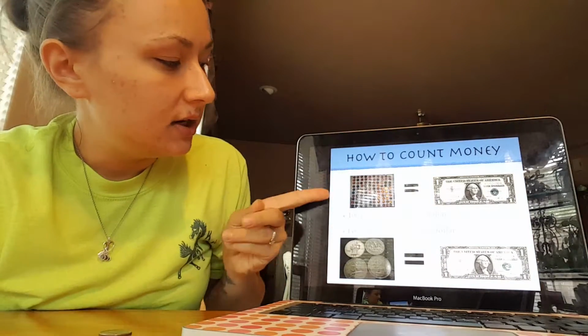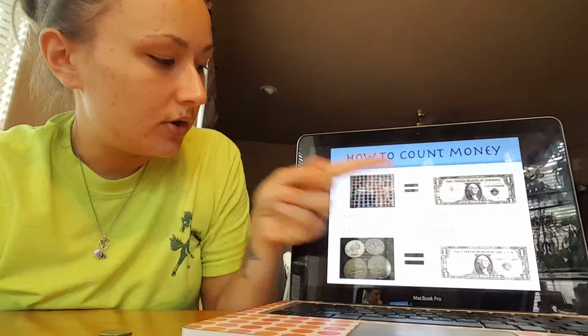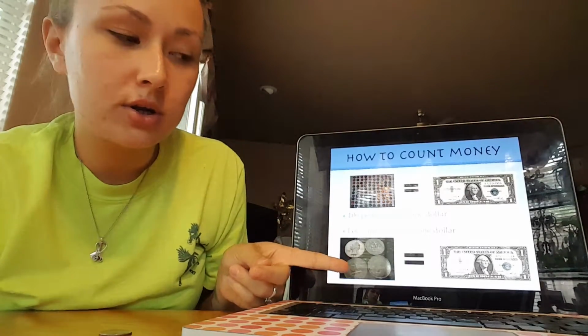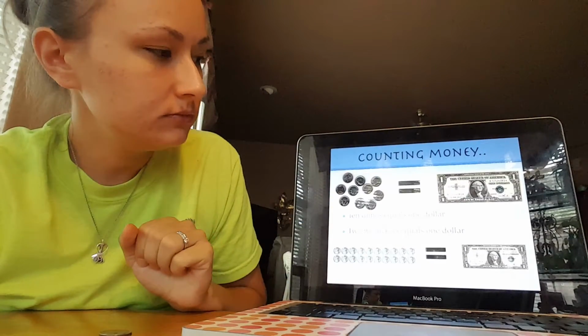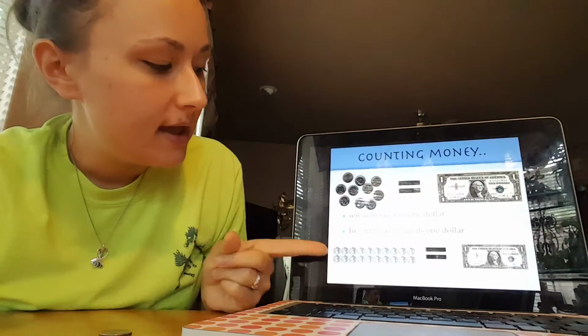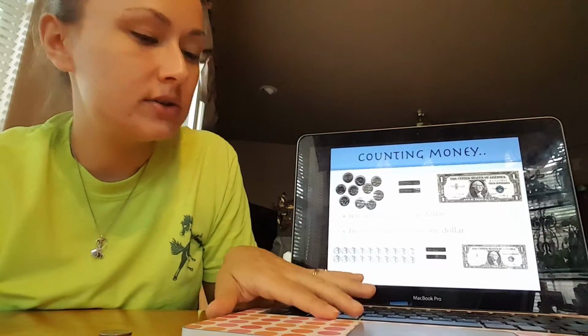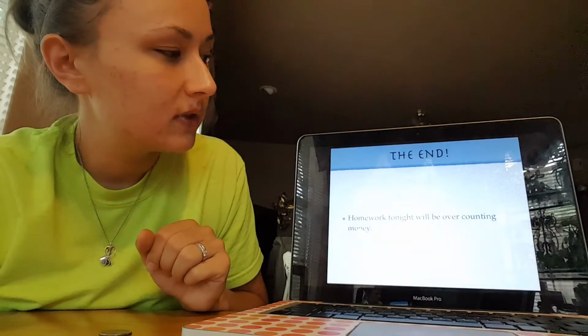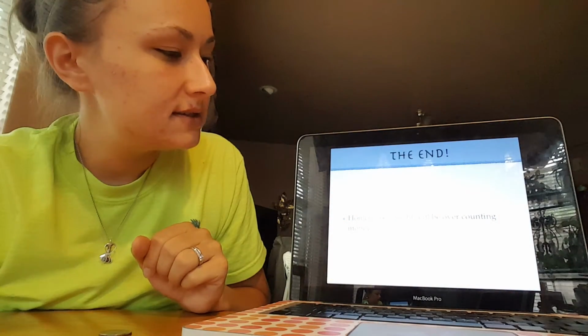And then, like we said, you need 100 pennies to equal $1. You need 4 quarters to equal a dollar. You need 10 dimes to equal $1, and you need 20 nickels to equal $1. All right, that is the end.